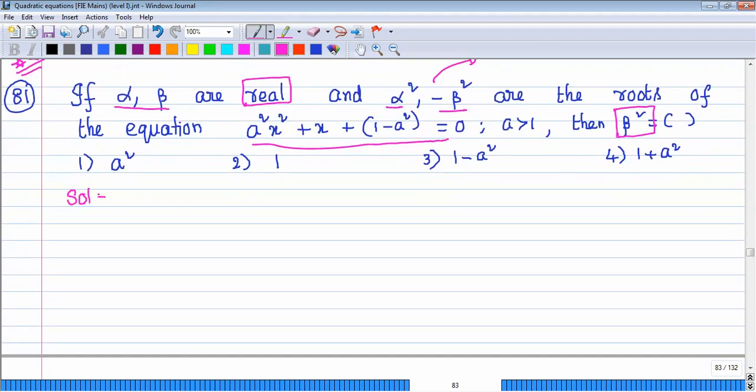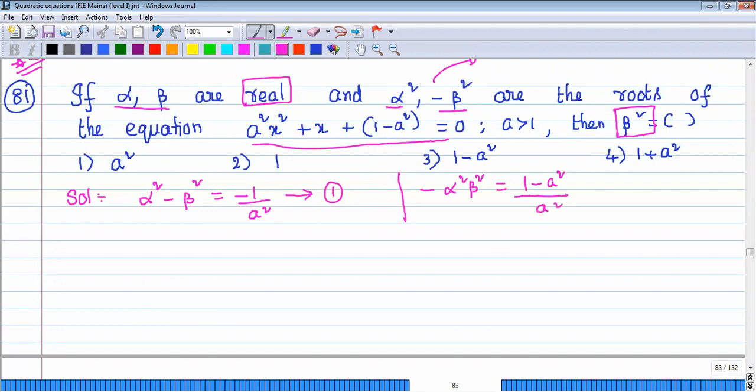Since alpha square and minus beta square are the roots of the given equation, first the sum of the roots, alpha square minus beta square, is equal to minus the coefficient of x, that is minus 1 upon a square. Say equation 1. Next we can find the product: minus alpha square into beta square is equal to the constant term, 1 minus a square upon a square.